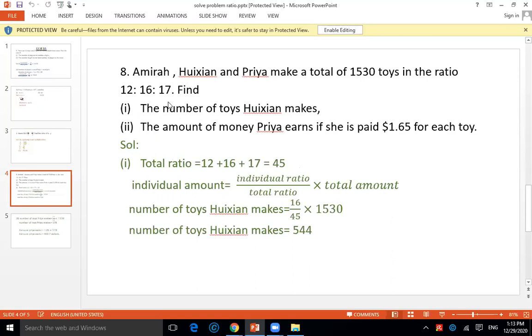And the formula to find the number of toys, or the individual amount, is individual ratio divided by total ratio multiplied by total amount. So we have to find the individual ratio of toys of Hussein, which is 16. Okay, 12 for Amira, 16 for Hussein, and Priya has 17. Now we will write the individual ratio here, 16, the total ratio is 45, and the total amount is 1530, as written in the question. Now when we multiply all these, we will get 544.